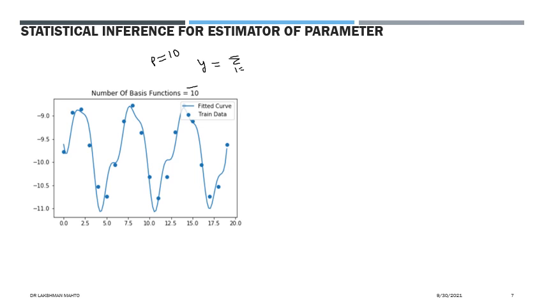sum over j from 0 to 10 of omega j phi of j. So you have x, you have every piece of information here. What is phi of j?